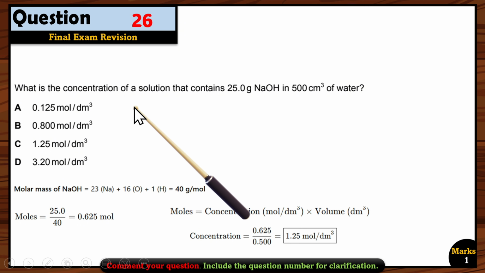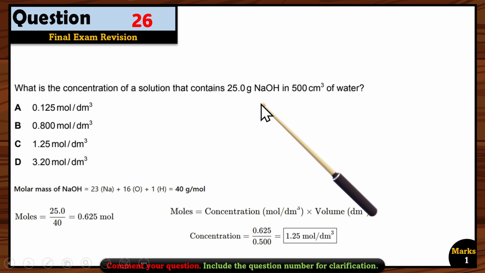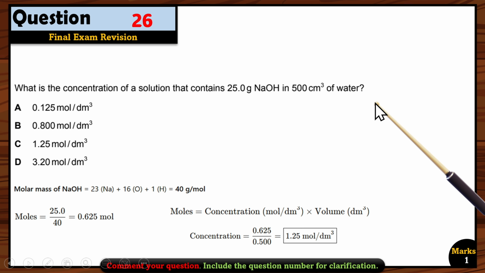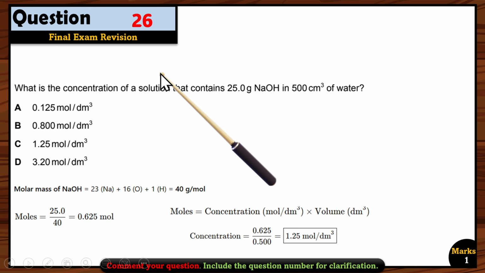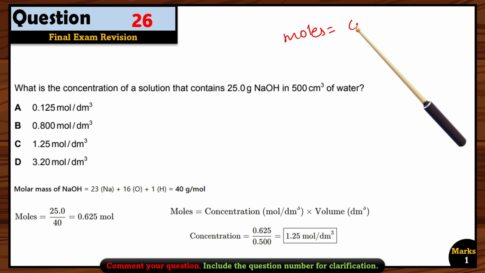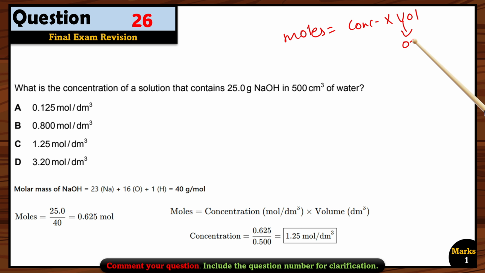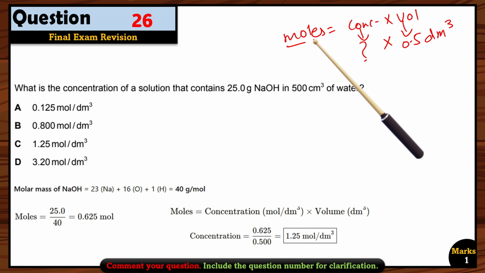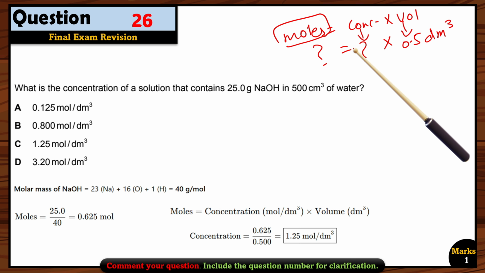Question 26. What is the concentration of a solution that contains 25 gram of NaOH in 500 centimeter cube of water? Now remember, they have given you the volume, and also a mass, and they are asking you about the concentration. So remember the formula. What is the formula for the moles? Moles is equal to concentration into volume. We already know the volume, that is 500 centimeter cube, or you can say 0.5 dm cube. You have to find the concentration, but what about the moles?